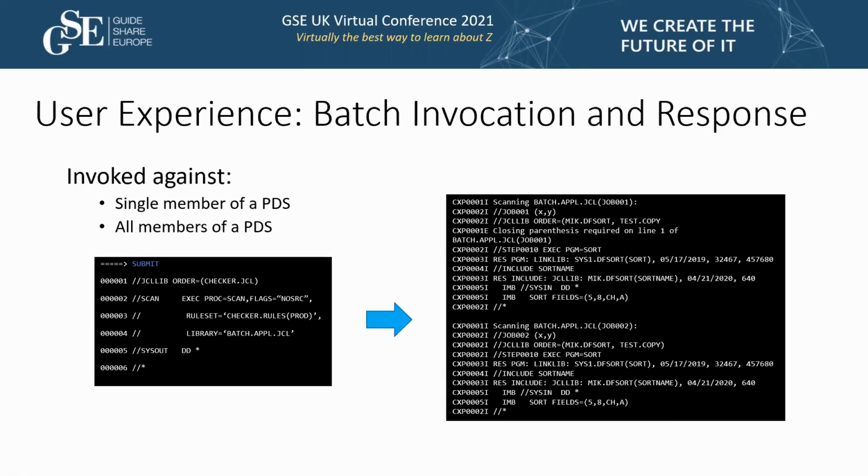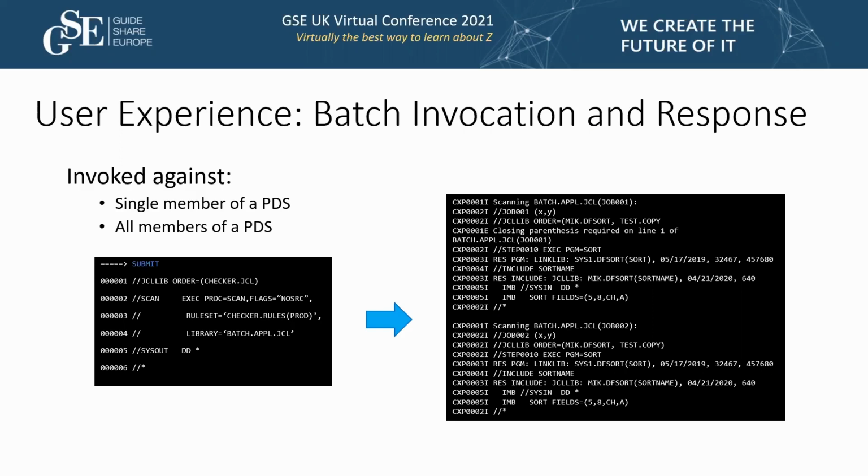So another traditional interface here is that for the batch. If you want to write some JCL that invokes JCL check, you can certainly do that. The output is then produced on the spool, and you can check against both a single member of a PDS or an entire PDS, in which case it will systematically go through each member in the PDS.